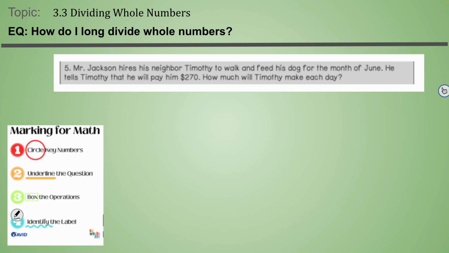Mr. Jackson hires his neighbor Timothy to walk and feed his dog for the month of June. He tells Timothy that he will pay him $270. How much will Timothy make each day? Now, this one has a hidden number, the number of days in June, and hopefully you know that that's 30. So I'm gonna write 30 in a circle. We're trying to figure out how much he makes each day. So if you think of that, that's gonna be taking $270. We divide the money into the days, 30.